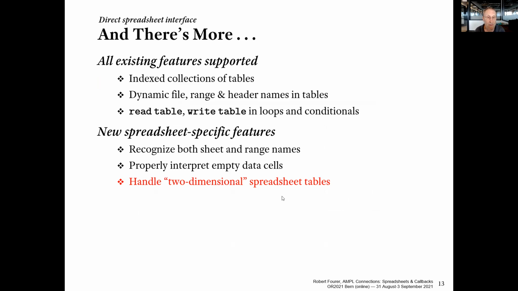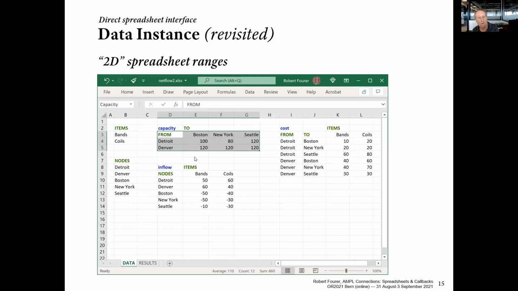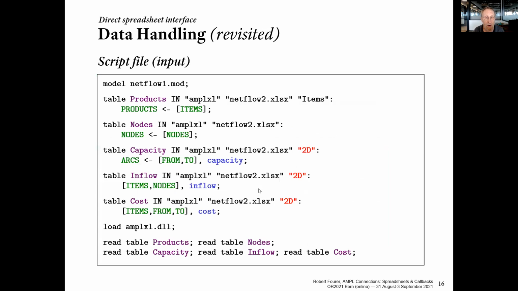So let's look at this table again. A more natural way to write this in a spreadsheet that people often use is to put the cities on the left and the other cities on the top, like this. We want to be able to read the table when it looks like that, and similarly for these, instead of the format that I showed before. And in this new table handler, that's very easy to do. You just add this 2D keyword to these 3 tables, and then they'll recognize that.